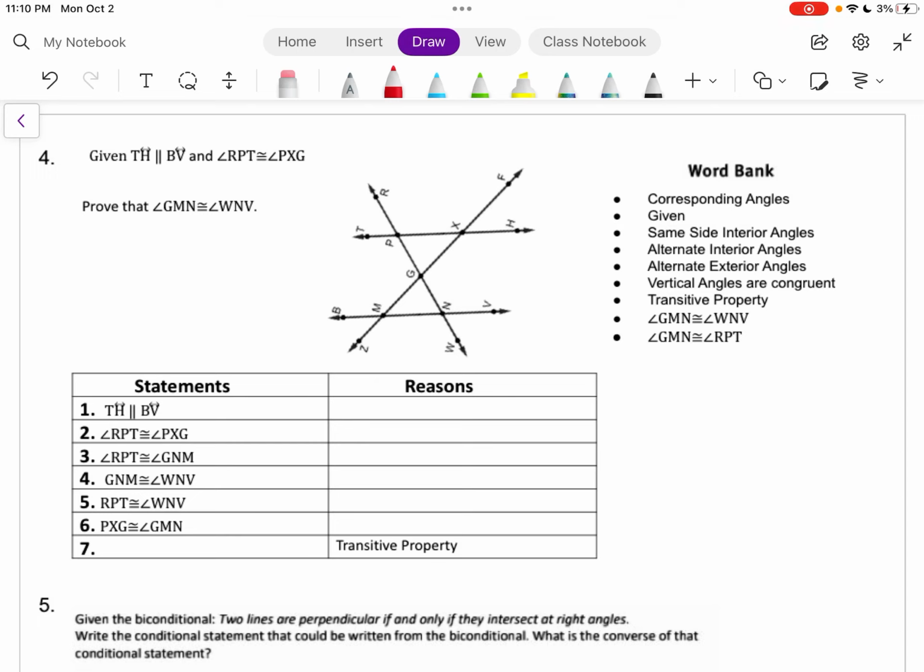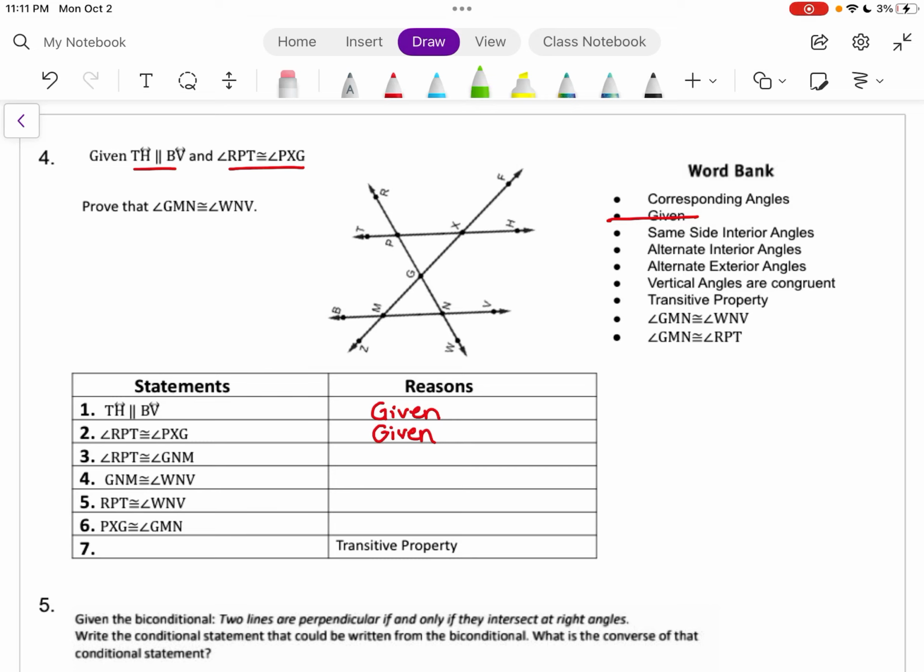Question number 4 is the same thing. We're using a word bank to fill in this proof. We should know by now that reason number 1 will always be given. And in fact, if you look at the given statements, we actually have 2 different givens. Therefore, reason number 2 should also be the word given. Now, we're going to look at the diagram to fill in some of these other reasons.